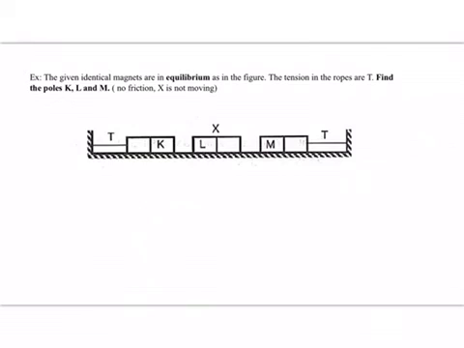We have been given identical magnets. They are in equilibrium. The tension in the ropes is T. I'm going to find the poles K, L, and M. There's no friction and X is not moving. As there is tension in the rope, that means that X is attracting this magnet. So there's an attraction force between these two. Again, there's tension, so this magnet is also attracted by X.